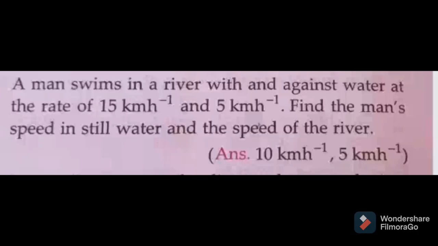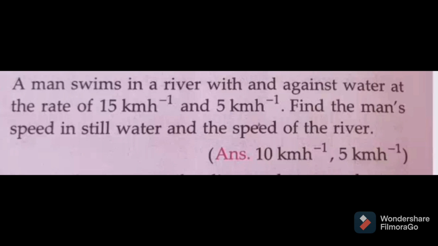The next question says, a man swims in a river with and against water at the rate of 15 km per hour and 5 km per hour. It is similar to upstream and downstream questions you might have done in class 10. Have you done those kind of questions in mathematics? Yes, ma'am. Speed of the boat when it is going upstream, speed of the boat when it is going downstream. Yes, obviously, when you are moving against the flow of the river, your relative velocity is going to be less, because in that case the motion of the river is going to oppose your individual's velocity.